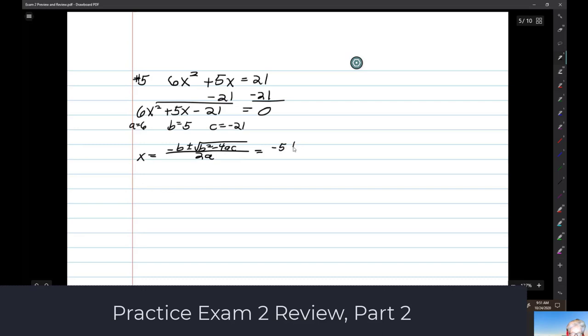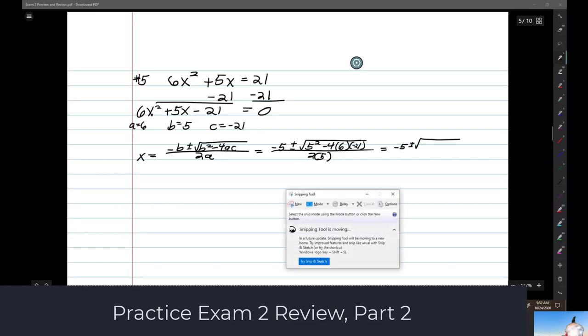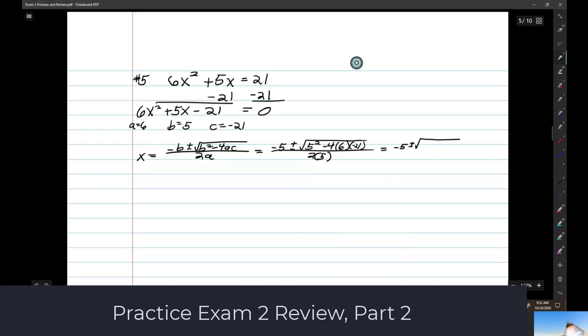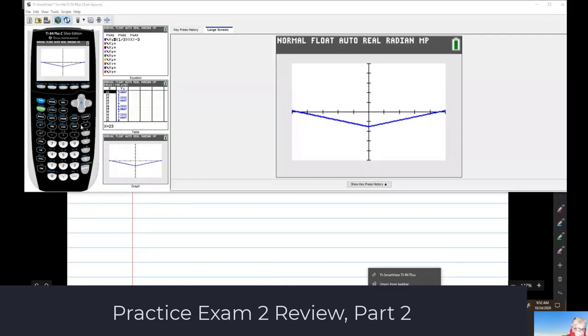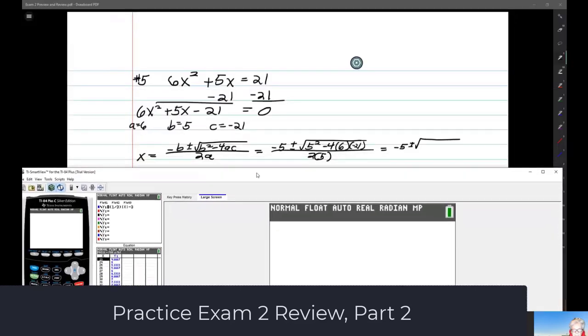Negative 5 plus or minus the square root of 5 squared minus 4 times 6 times negative 21, over 2 times 5, equals negative 5 plus or minus the square root of 5 squared minus 4 times 6 times negative 21.